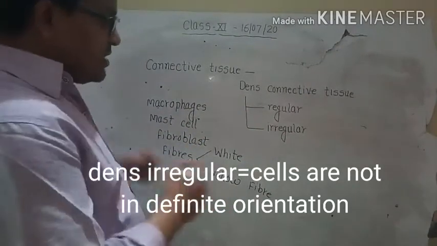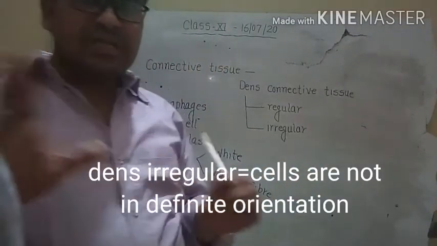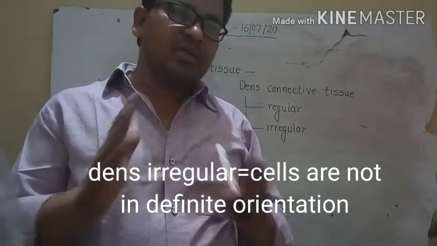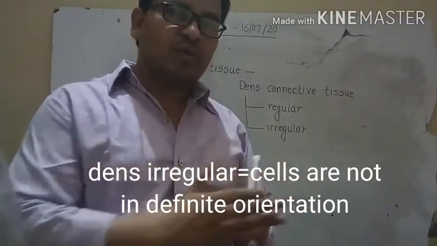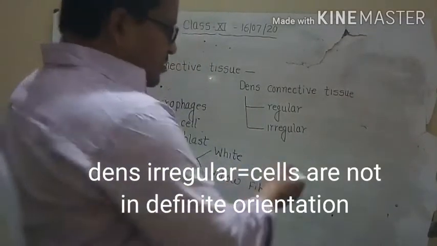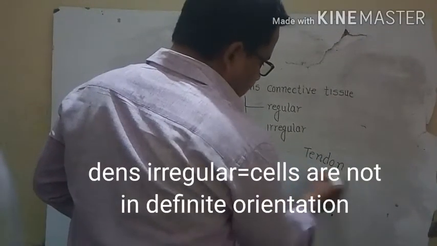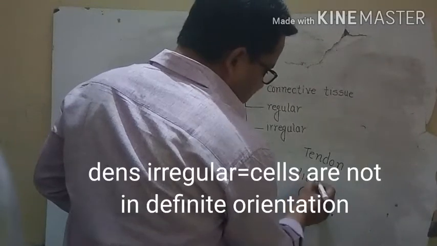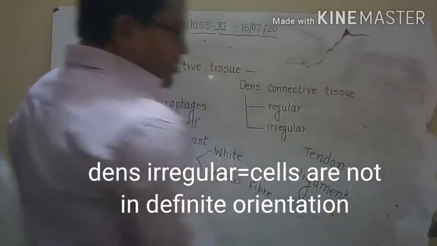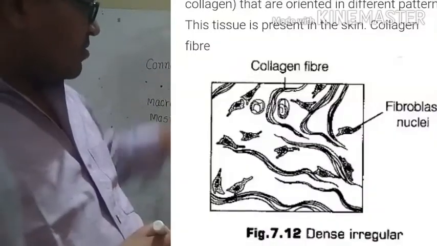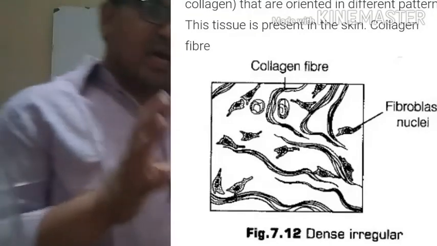Next, I have told you that all connective tissues support different organs and also provide strength. Now some terms are given, like tendon and ligament. What are they? These are also part of these tissues.